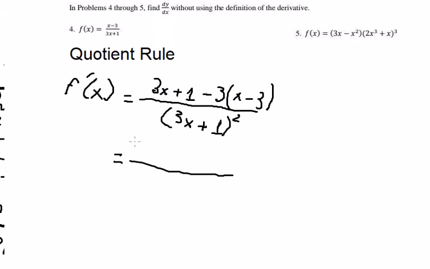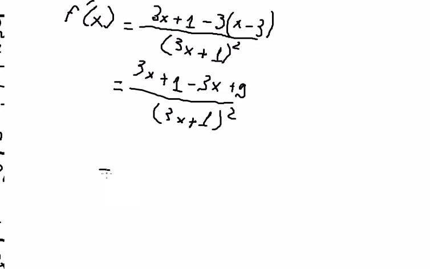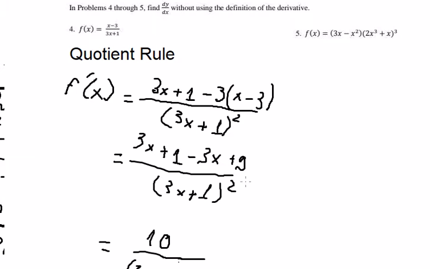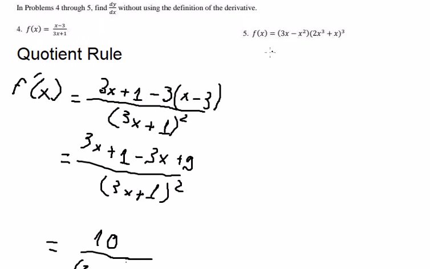So we simplify negative 3s plus 9. We got about number 10 over (3s plus 1) to the power of 2. Then the last one, this is about the product rule.